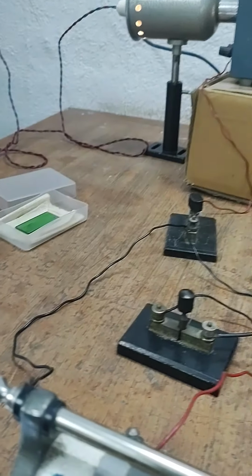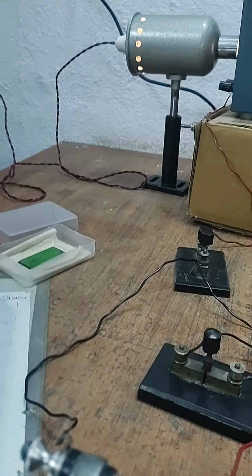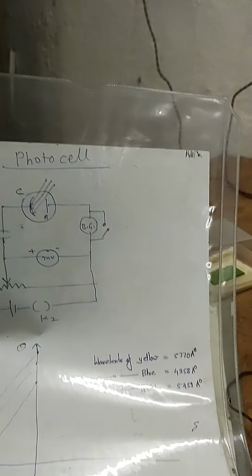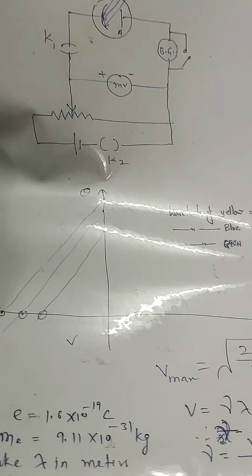Today we will see another experiment, number 3. The name of the experiment is h by photocell. h is Planck's constant, and with the help of a photocell we are going to calculate the value of h.